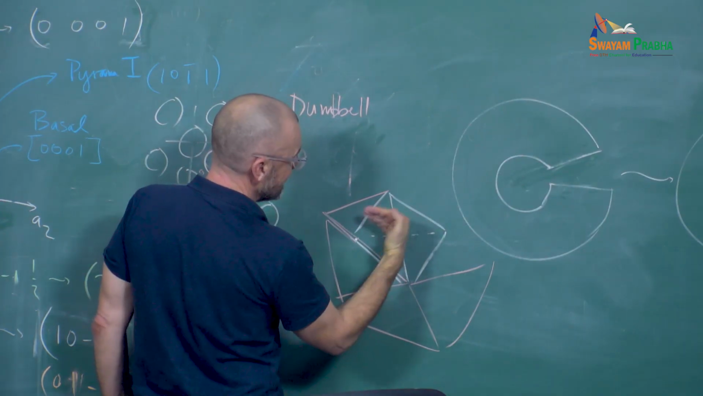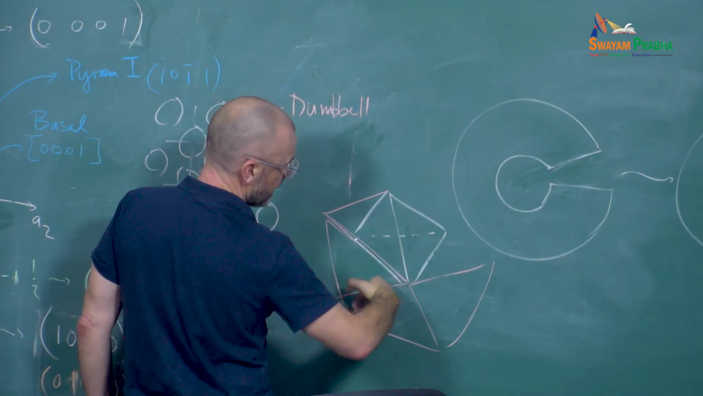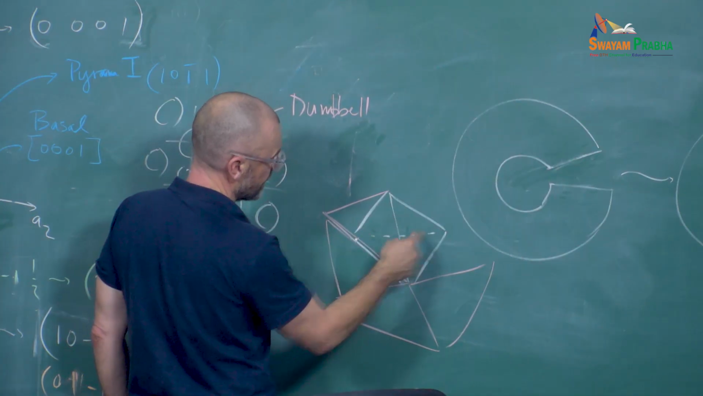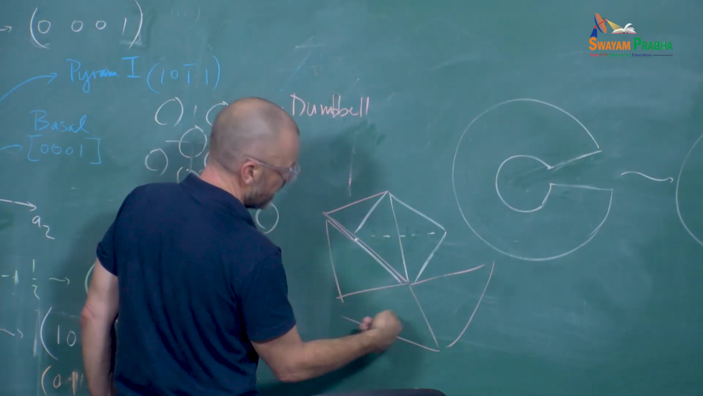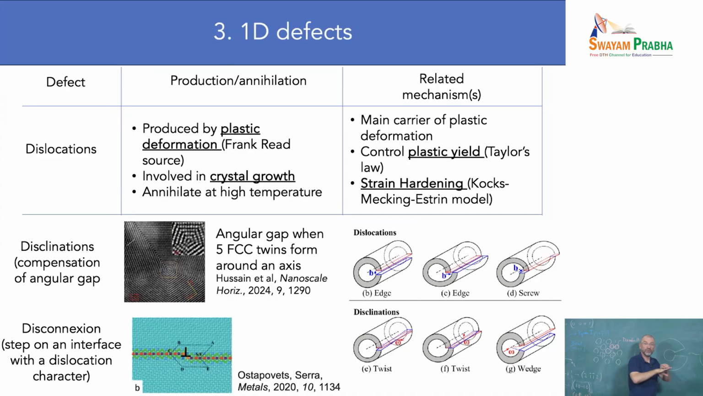Now, we're going to talk about that later on, but when I'm adding triangles like this, I'm taking twins. So I have one crystal here that is twinned with respect to this one, and this one is twinned with respect to this one, etc. So I have 5 twins, and to glue them together, I need an extra disclination. And this is what is shown here in this experimental example.